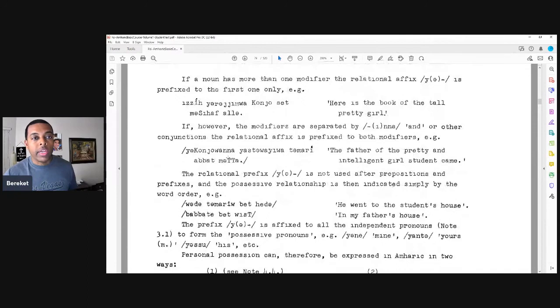So if we look here at this second paragraph, where you have yakonjoana, yastoayoa, tamari abatmata, it's the pretty and intelligent student that it's referring to. So it has two adjectives there, and you have the prefix on both adjectives, and you have the na suffix construction there between those two. So just kind of building on that, remember the ya goes on the possessor. If there's a modifier, it goes on the modifier. If there's multiple modifiers, it will go on the first one, or in some cases, it will go on each modifier.